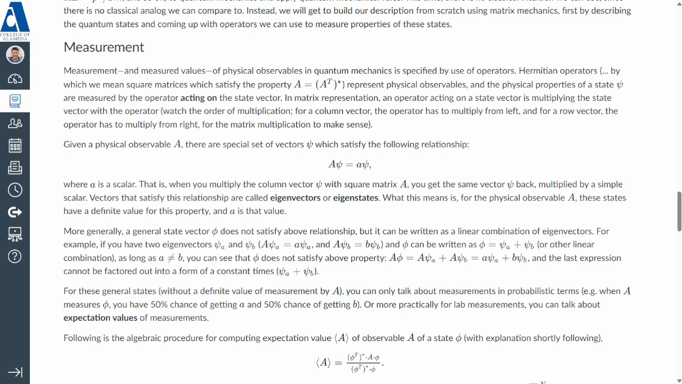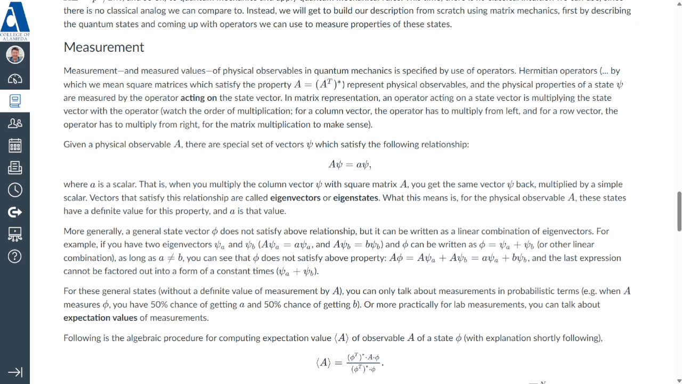More generally, a general state vector phi does not satisfy the above relationship, but it can be written as a linear combination of eigenvectors. For example, if you have two eigenvectors psi_A and psi_B, the eigenvector relationship being operator A times psi_A is equal to lowercase a times psi_A, and the operator A times psi_B being equal to lowercase b times psi_B.